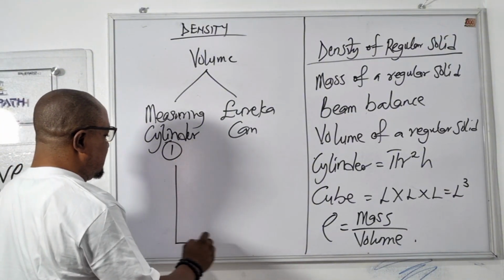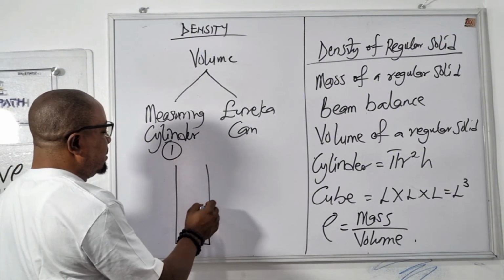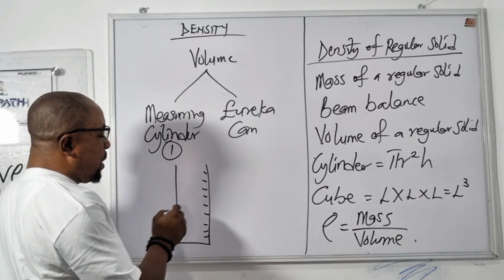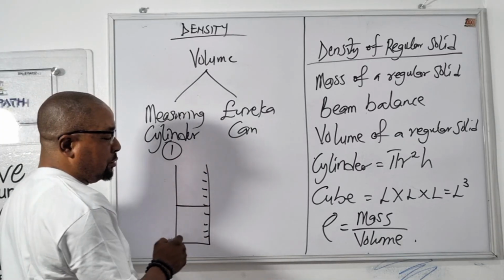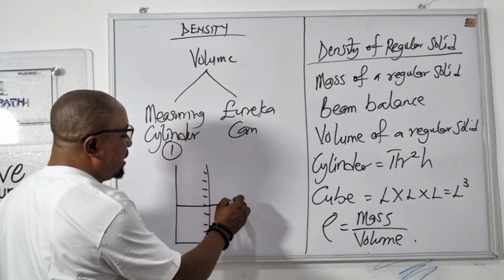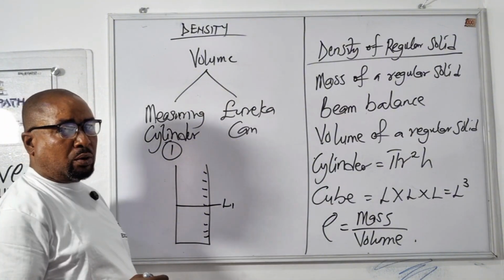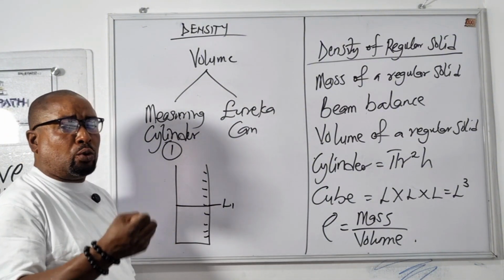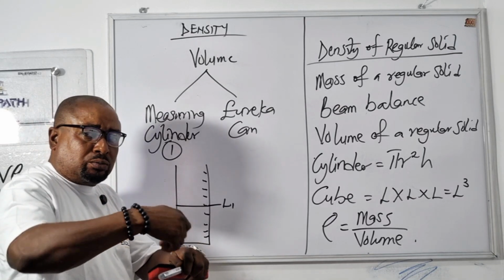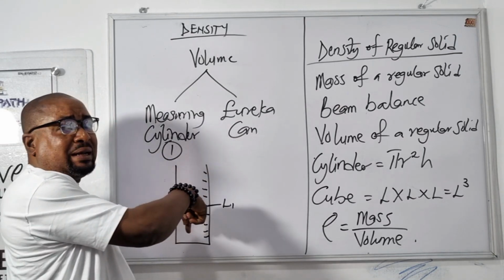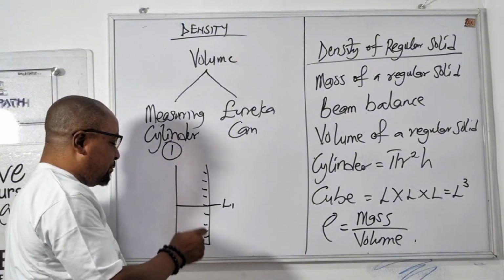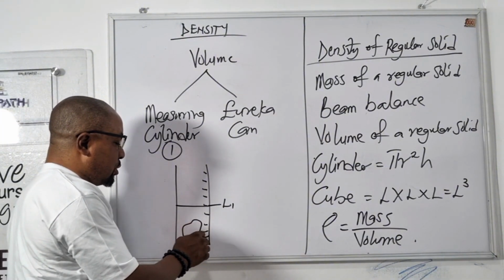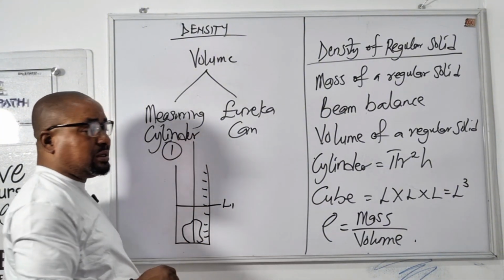We get a measuring cylinder that is calibrated. We pour water into it up to a known level, and we indicate that level as L1. Now, for our irregular solid, probably we use a stone. We tie a rope to the stone and we lower it into the measuring cylinder carefully until it gets to the base of the measuring cylinder.